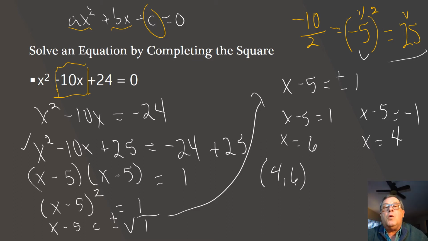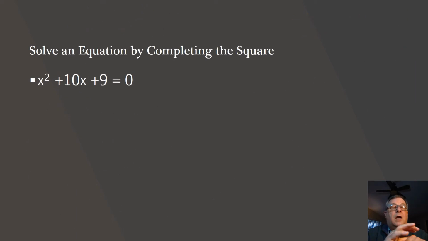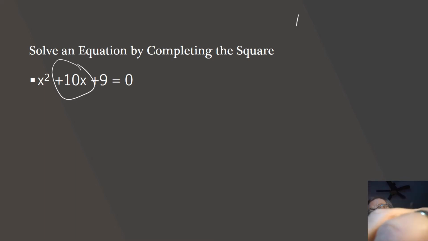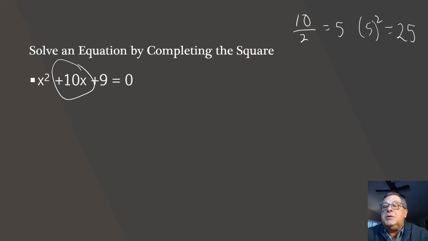Now, guess what? We got one more we're going to do. All right, this time our equation is x squared plus 10x plus 9. So let's think about this middle term. And I want to find what am I going to complete the square with. So I'm going to take 10 over 2. Well, that equals 5. And then I'm going to square the 5, which equals 25. And this gives me two things. This tells me what I'm completing the square with and what my factors are going to be.